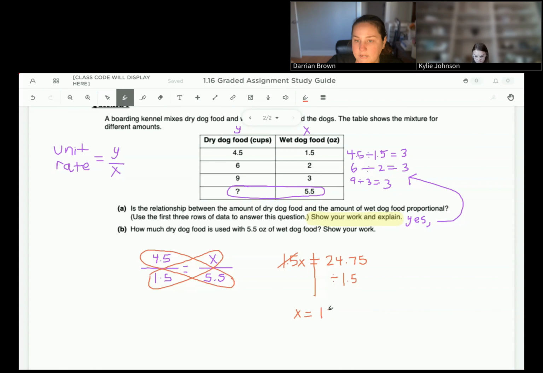It is 16.5, and they were asking about dry dog food, and that's cups. So I'm just going to put a C for cups, 16.5 cups. And that is it. So that's the whole study guide for your TGA tomorrow.